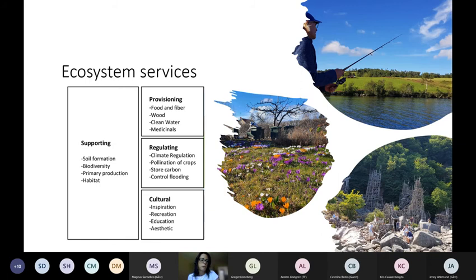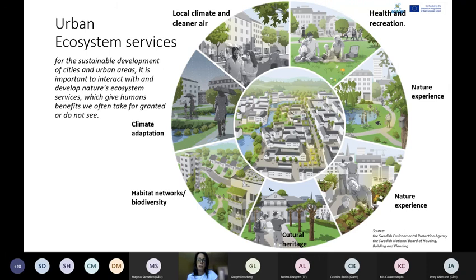Looking into urban ecosystem services a little bit more, we see that in the city also the habitat networks and biodiversity are important for the spreading and for keeping and giving all these services. And I mentioned the climate adaptation, to keep green areas to prevent flooding at heavy rains, for example, and stormwater retention. The local climate is important, where trees, for example, can reduce pollutants and microparticles to a great amount and provide cleaner air.